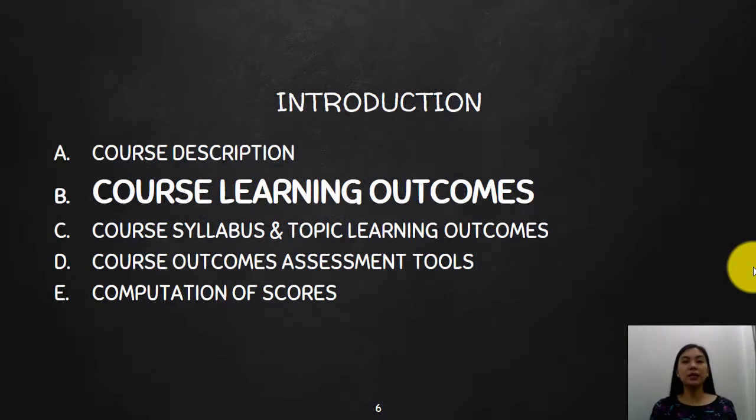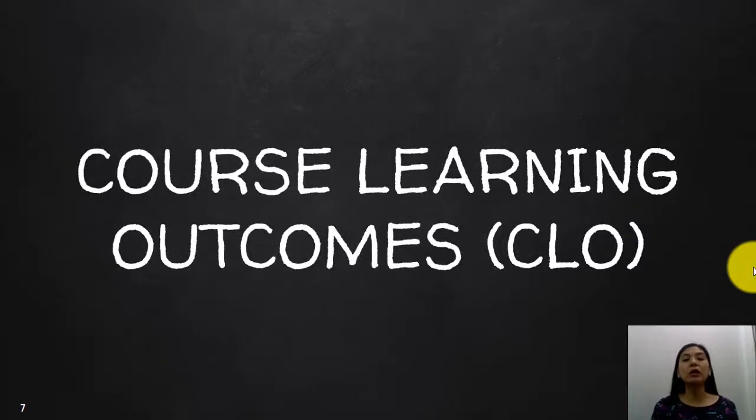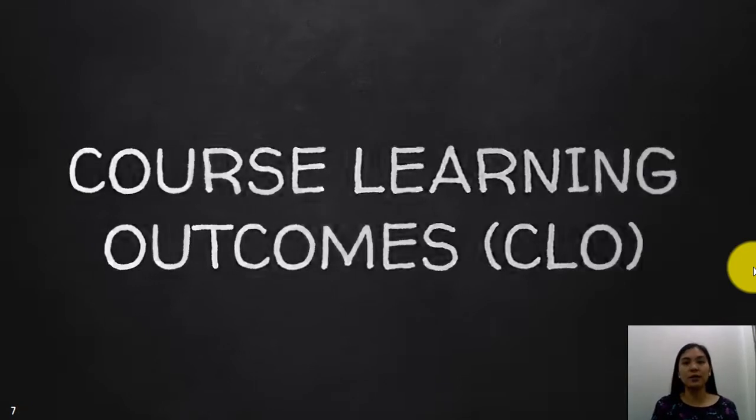Next topic is your course learning outcomes. Your course learning outcomes are commonly referred to as your CLO. These are the things that you should be able then to learn, or you should be able then to achieve to pass this particular course.